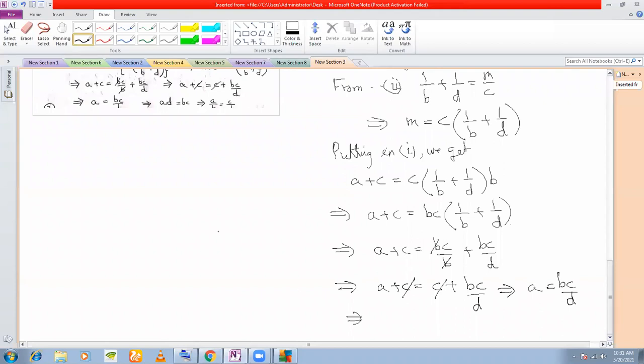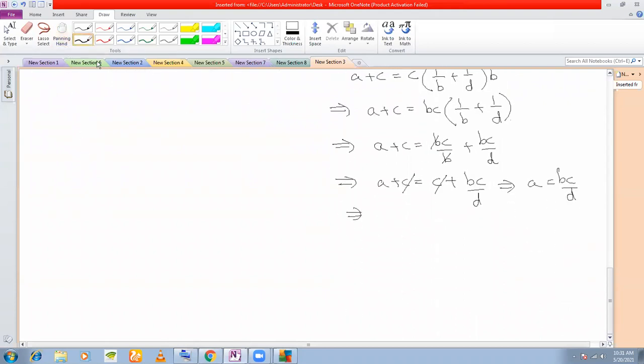That means cross multiply, you get AD is equal to BC. That means from here, now you can write A by B, that is dividing both sides by BD. A by B is equal to C by D. That means A, B, C, D are in proportion. Okay, so I'll stop here.